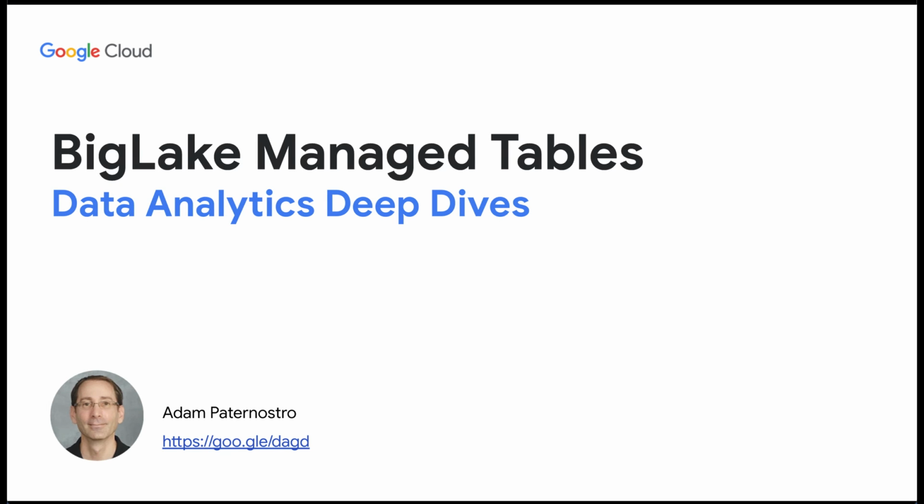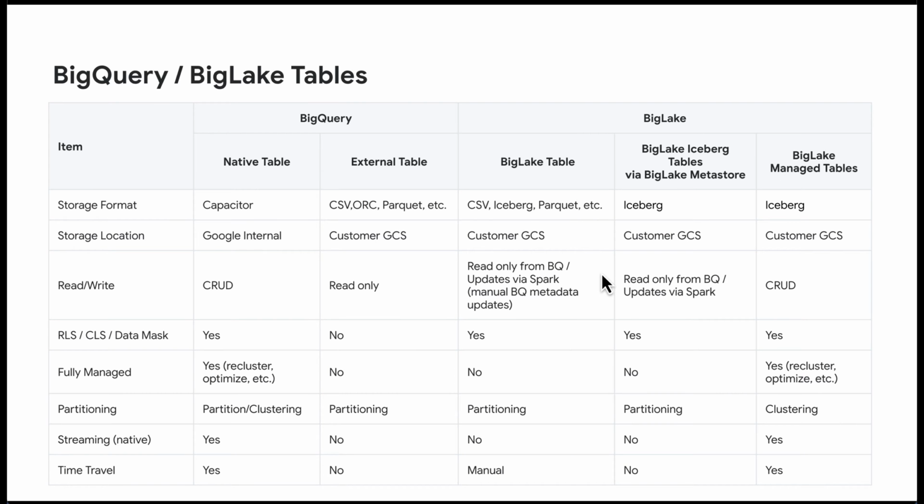Hello everyone, today we're going to talk about BigLake Managed Tables, and these tables are currently in preview. So there's a demo, but I want to spend about a minute talking about the different types of tables in BigQuery. This is not an exhaustive list, but it's a list of some of the top things people ask about. What's the difference between BigQuery tables and BigLake tables?